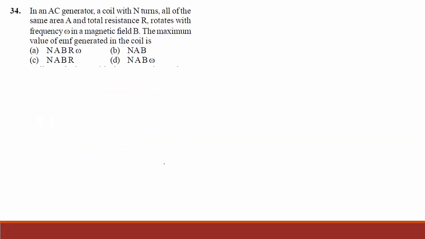In an AC generator, a coil with N turns, all of the same area A, and total resistance R, rotates with frequency omega and magnetic field is B. The maximum value of EMF generated in the coil is, we already studied about AC generator in alternating current. So there we studied the equation for induced EMF according to Faraday's second law. We can write E equal to minus d phi by dt, where phi means magnetic flux. If there are N number of turns, we can write N into B dot A.